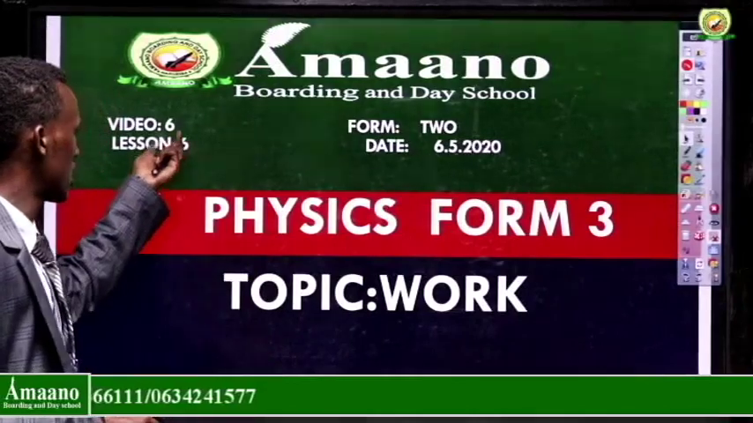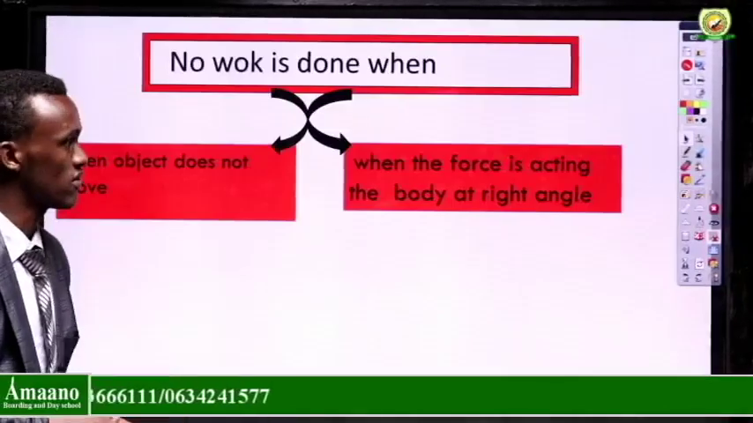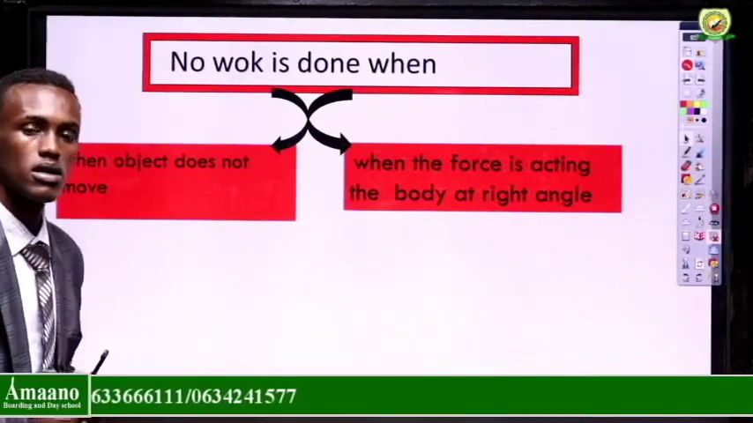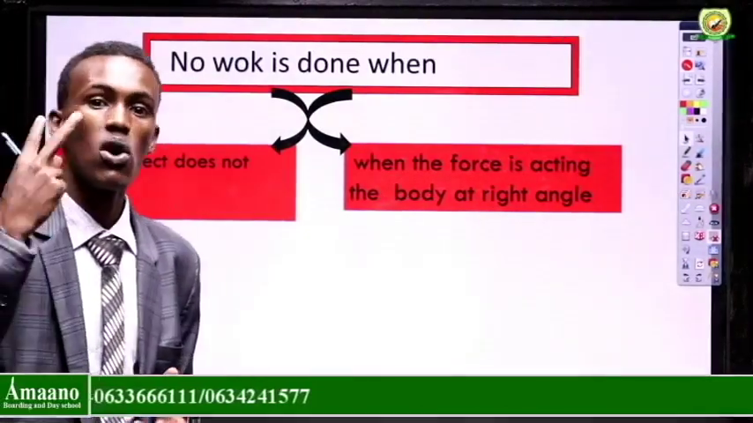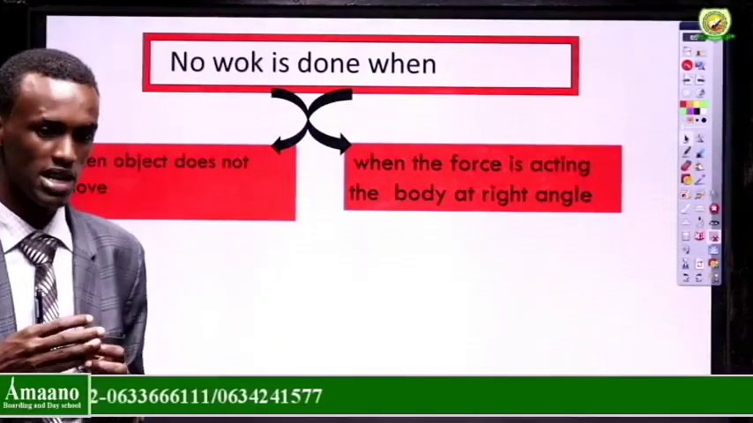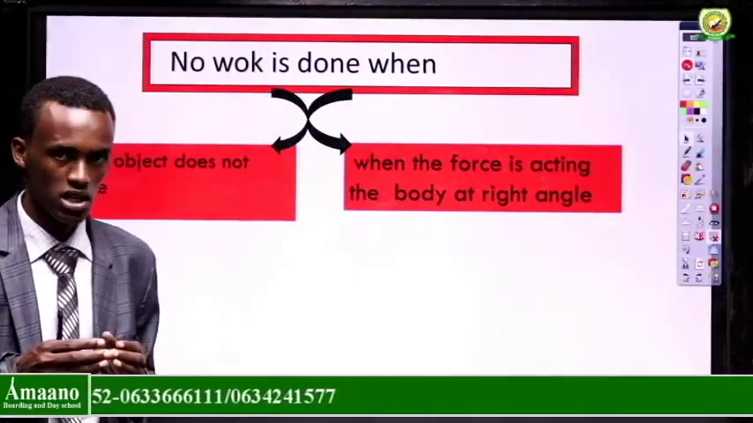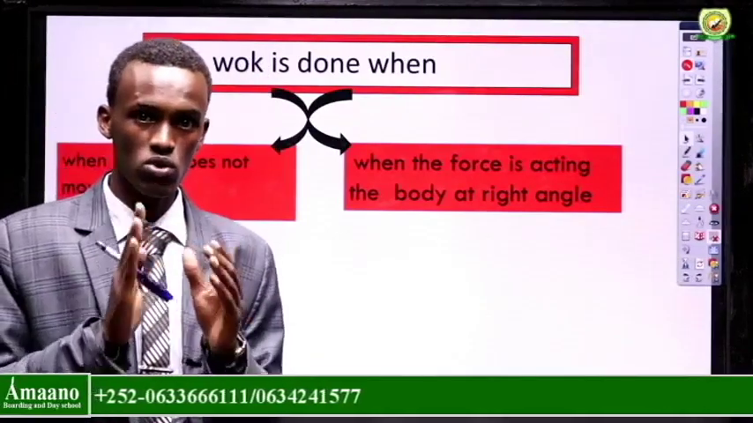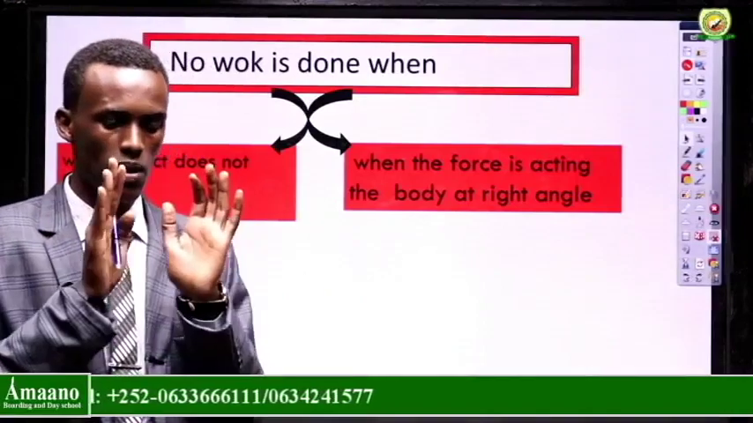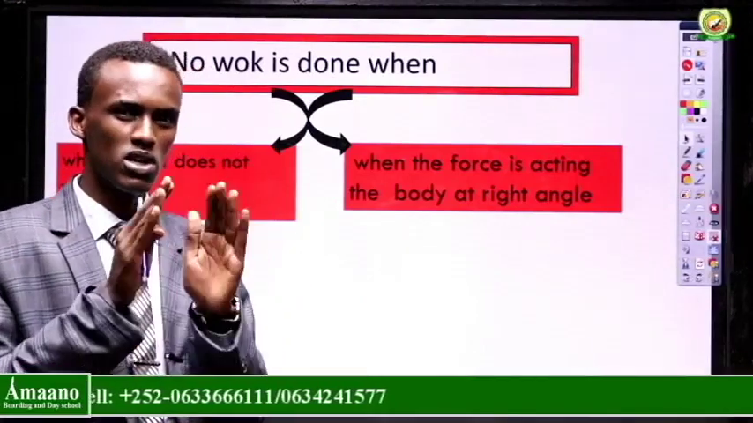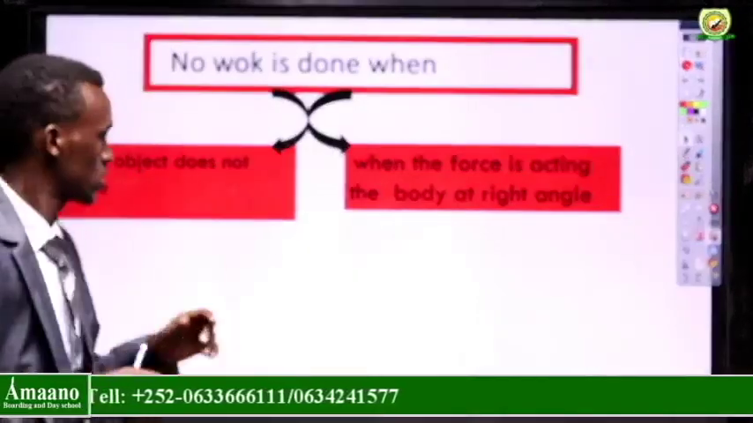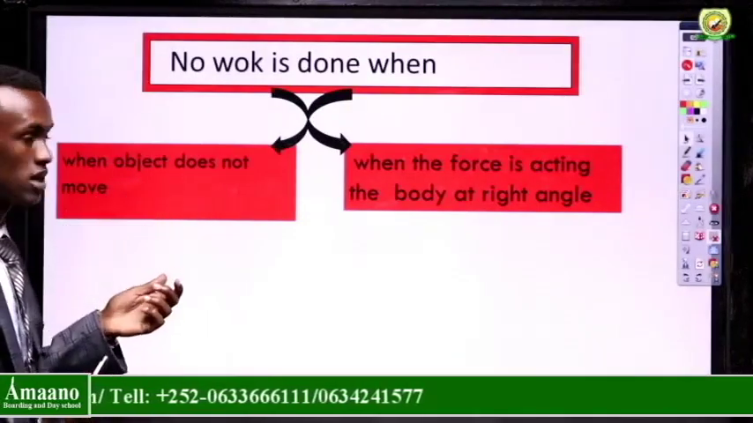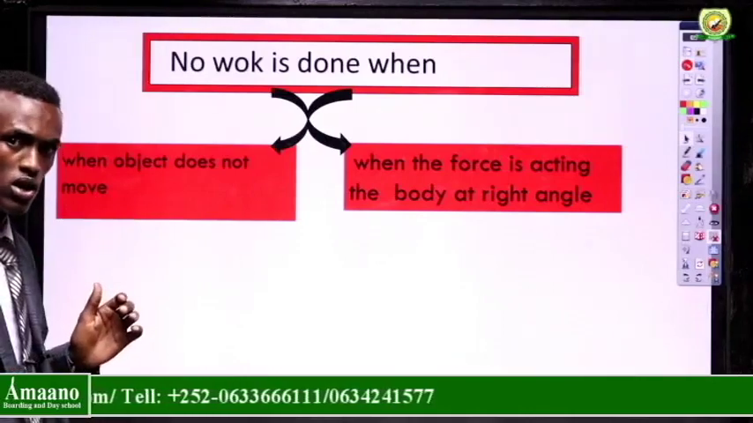This is lesson 5 and also video 5. There are two times when no work is done. First condition: when you apply a force to a body but that body does not move, no work is done. So when the object does not move, and the distance is equal to 0, no work is done.